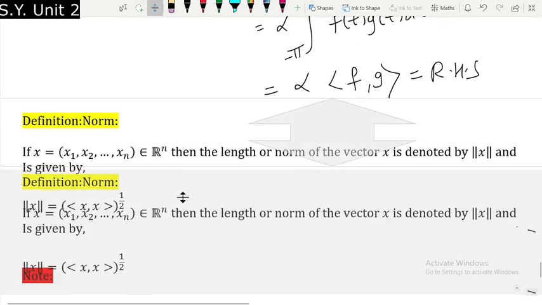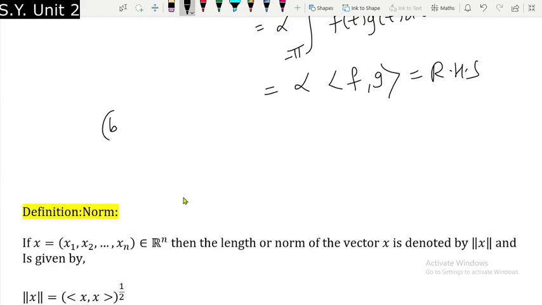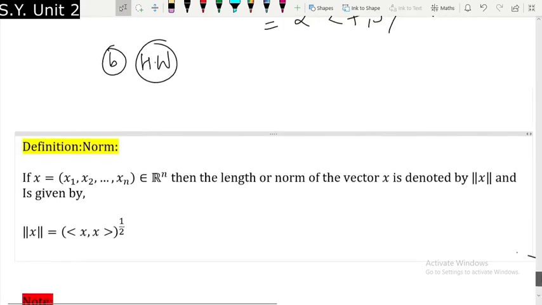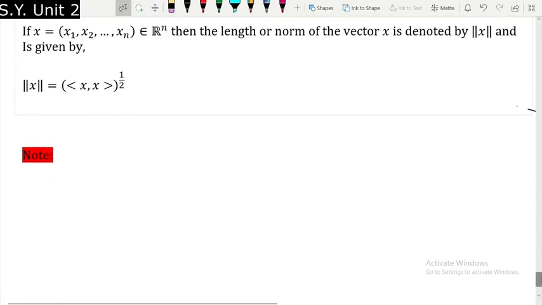Okay, so that's all for today. In the next class we will see the definition of a norm, and then a few examples on norm. Then we'll go for the Cauchy-Schwarz inequality, and that is how we will proceed. Thank you.